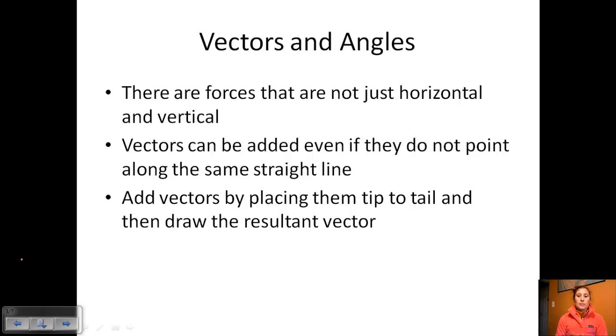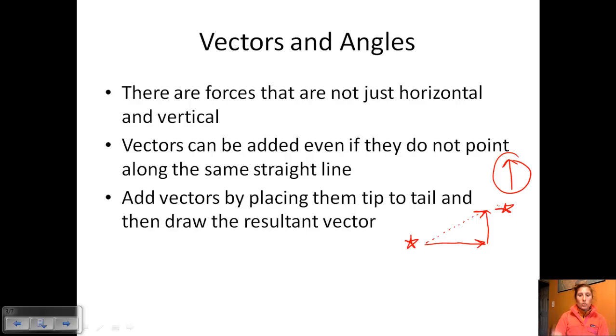We add vectors by placing them tip to tail and then draw the resultant vector. For example, if I have a vector moving this direction and I have another vector that is vertical, I can take this vector and move it, as long as I don't change its direction or its magnitude, and line it up tip to tail. My resultant is the one in the dashed line, which goes from the tail of one of my vectors to the tip of my other vector, and that's the resultant vector.